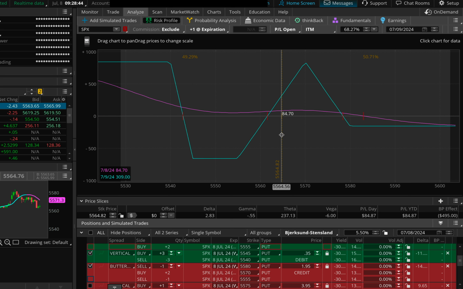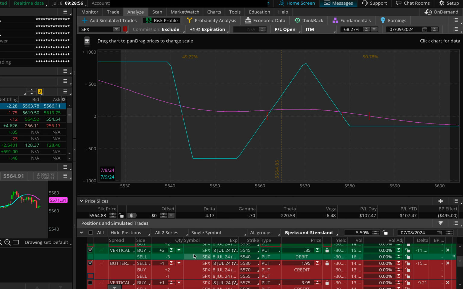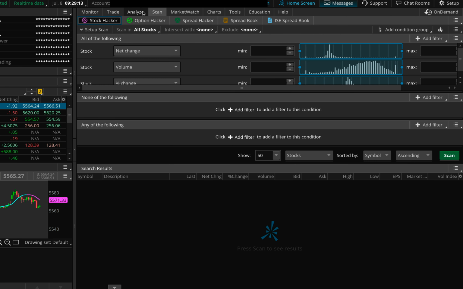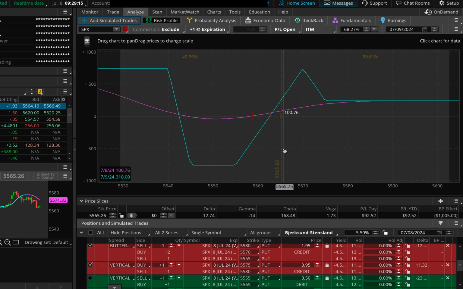I think this is where we were on the last update. And we started to move down. So we moved a bit down outside of the tent. And at that point, I did this, which was I rolled up this long. Come on, Thinkorswim. Okay, so I rolled up that long, which gave us a position like this.